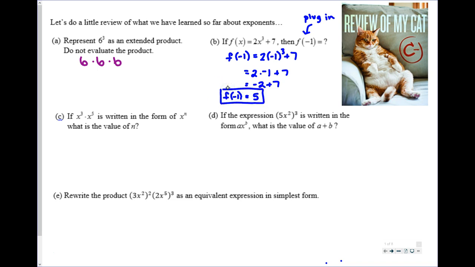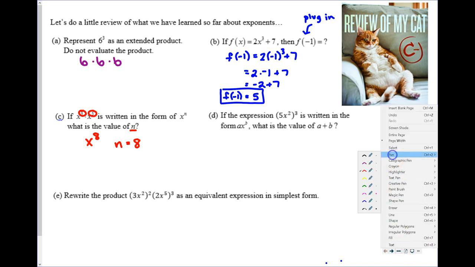All right. Letter C. If x to the third times x to the 5 is written in the form of just x to the n, meaning we just want one x and one exponent, then what would that value of the exponent n be? So this is a very, very fancy way of saying simplify x to the third times x to the fifth. So when we multiply, remember we add these two numbers, so 3 plus 5 is 8, so the value of n would be 8. It's a very fancy way of asking us what that exponent would be, okay?